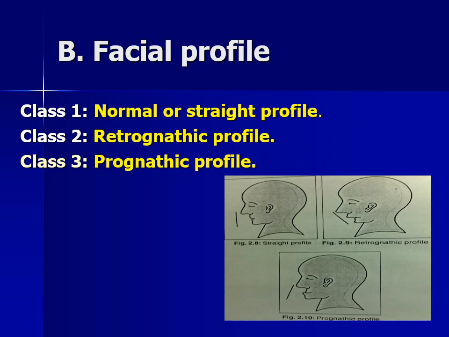Also, you should look at the patient from the profile or side view, and we have three classifications in the profile. We have Class 1, which is the normal or straight profile, and Class 2, which is the retrognathic profile, in which the maxilla is in front of the mandible, and we have Class 3, or what is called the prognathic profile, in which the mandible is in front of the maxilla.